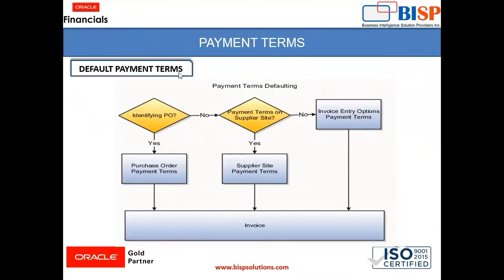Now, default payment terms. How do payment terms get defaulted? If you have an identifying purchase order, then payment terms get defaulted from there. If you don't have an identifying purchase order, then the payment terms default from the supplier site. While creating the supplier, we also create the supplier site, and at that time we give the payment term. So from the supplier site, payment terms get defaulted. And if you don't have an identifying purchase order, or the supplier site doesn't have any payment term, then you can just give the payment term at the time of creation of the invoice.